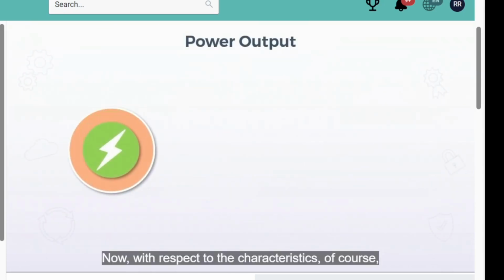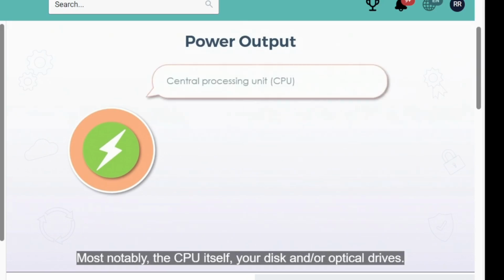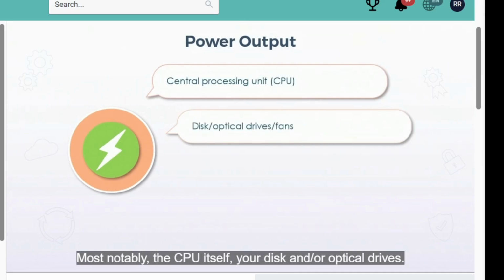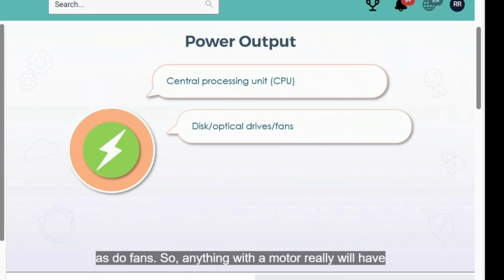Now, with respect to the characteristics, of course, one of the main considerations is quite simply the power output. And this comes down to what you have in your systems in terms of the components that need to draw power, most notably the CPU itself, your disk and/or optical drives. So if you do still have traditional hard drives and/or DVD or Blu-ray drives, then they of course have motors in them, so they draw a lot of power, as do fans. So anything with a motor really will have a fairly high power requirement.